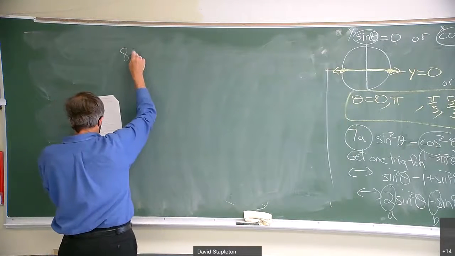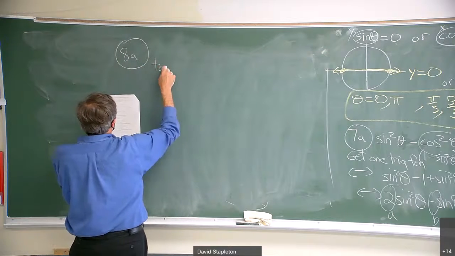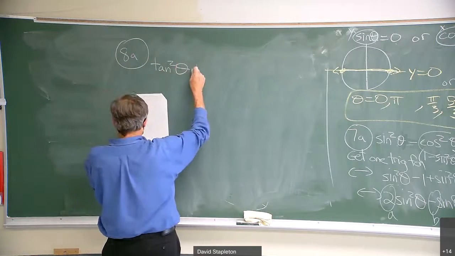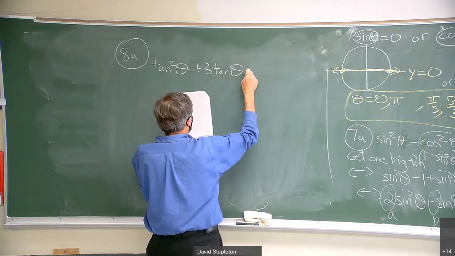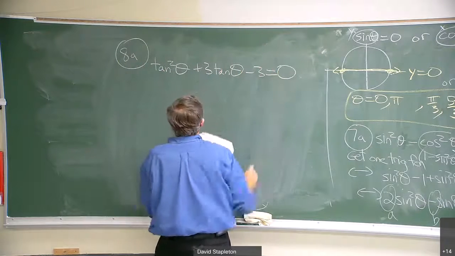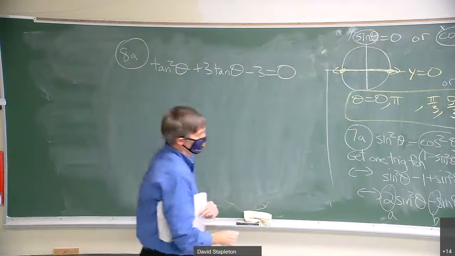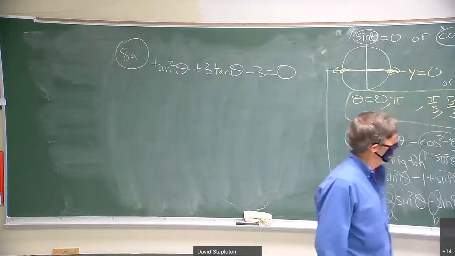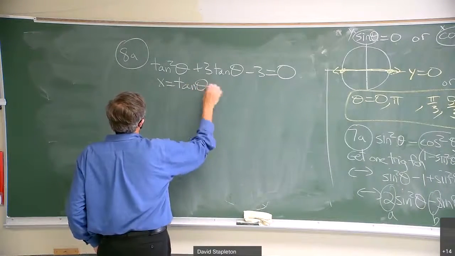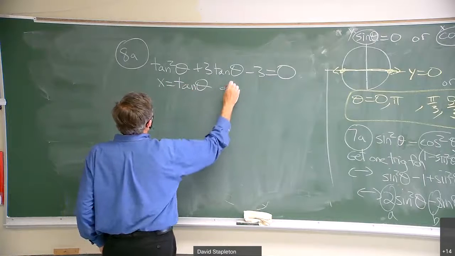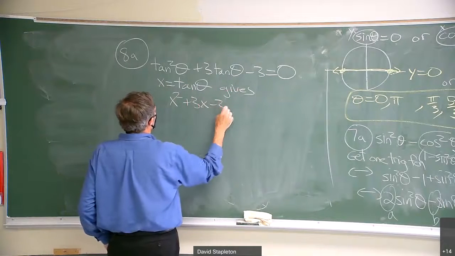This would be 8a. Suppose I wanted to solve tangent squared theta plus 3 tangent theta minus 3 equals 0. This is actually of the form of a quadratic equation in a trig function. What do we do for that? We put x equal to the trig function. So I don't even have to convert this one. It's a little easier like that. X equals tangent theta gives a quadratic equation: x squared plus 3x minus 3 equals 0.